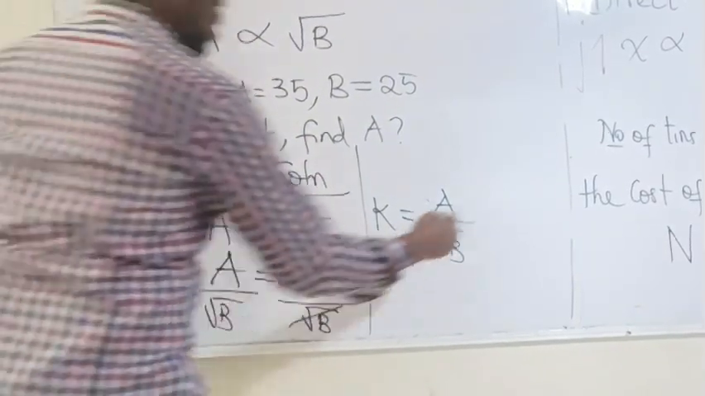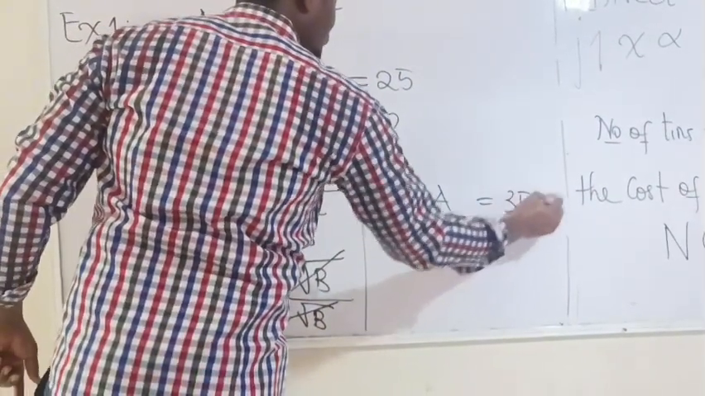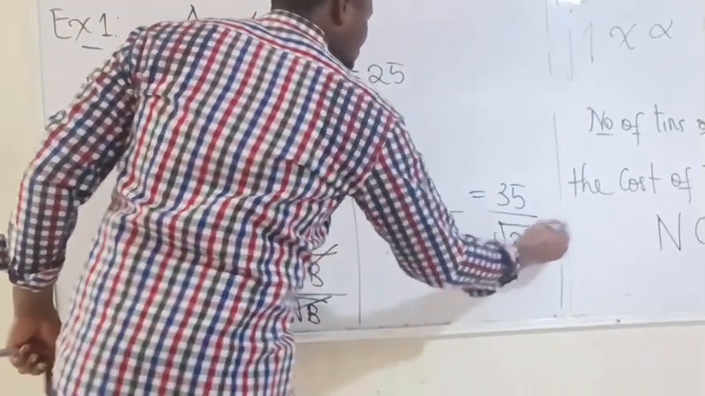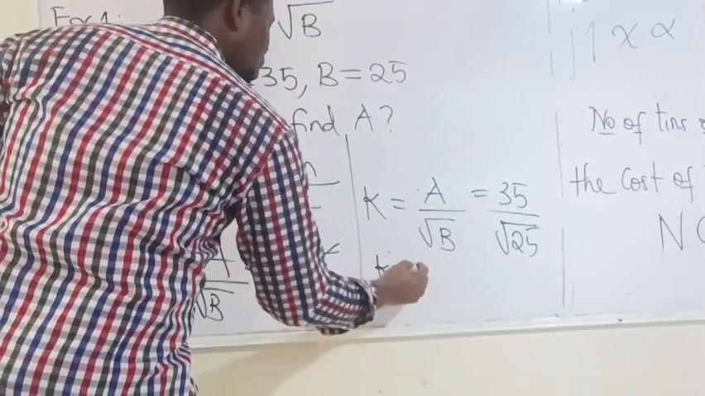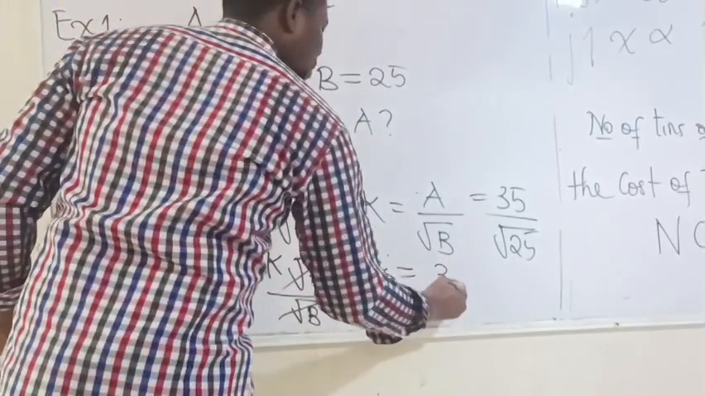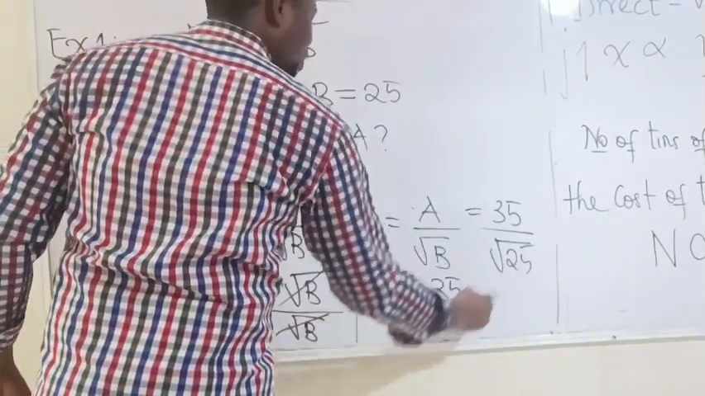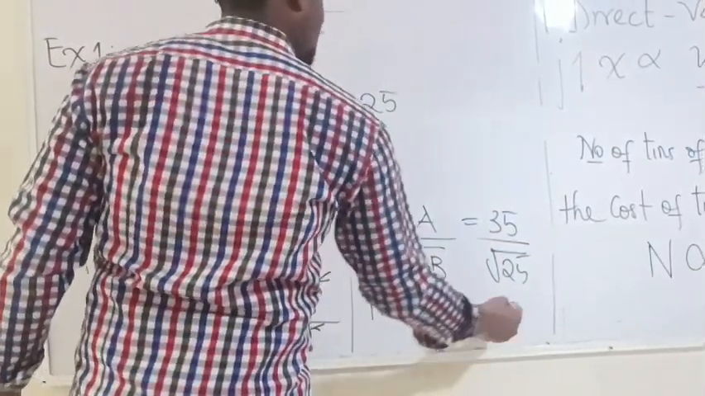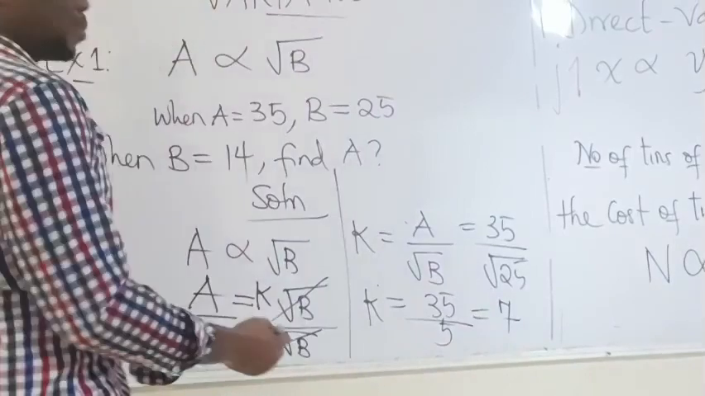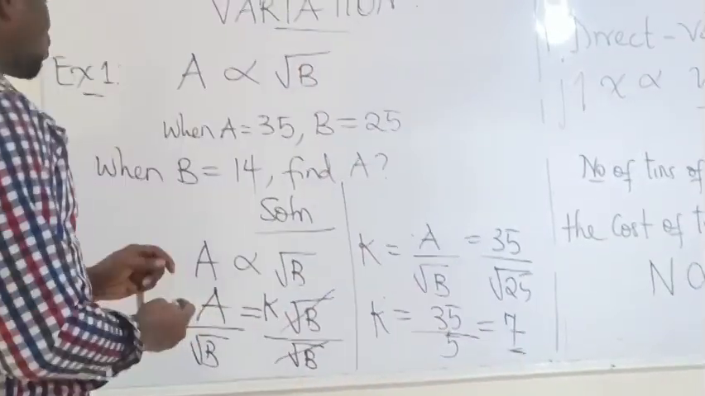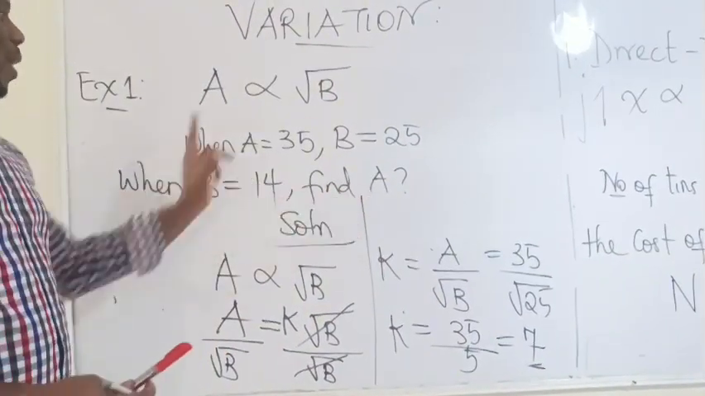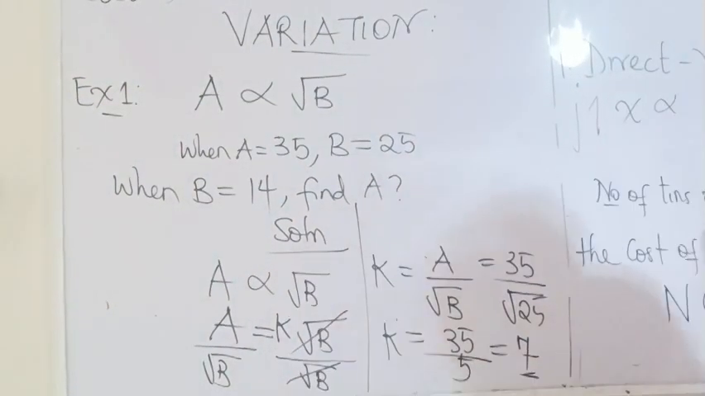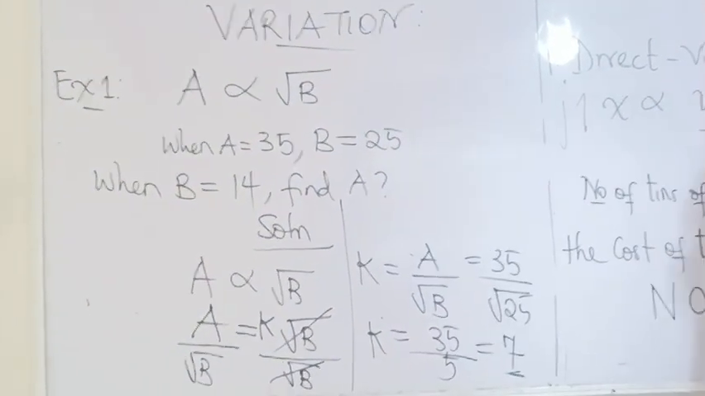Now A is 35, and B is 25, so the square root of 25. So definitely the K, my constant, becomes 35 over, the square root of 25 is 5, right? Then when you divide out, you figure out that K is just a 7. Now from this, I could tell you what A is, provided I know B. Why? Because the constant of proportionality, which is K, would not change.